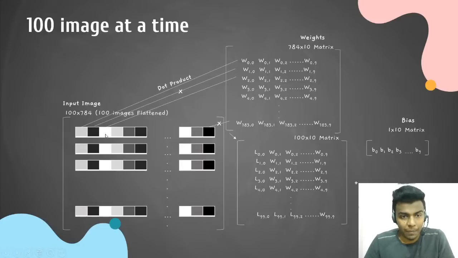Okay, this is the input image. For 100 images, we have 100 flattened structures, so 100 cross 784. What is meant by 100 cross 784? It means 100 images. The first image has been flattened into 784 pixels, then the second image, the third image, up to the 100th image. Totally, this is the input for 100 images.